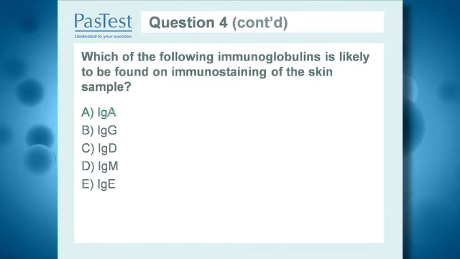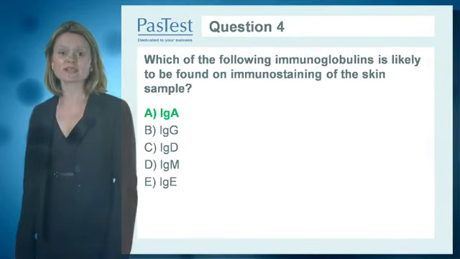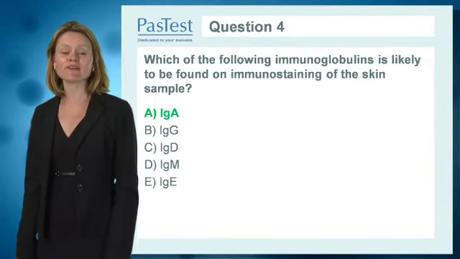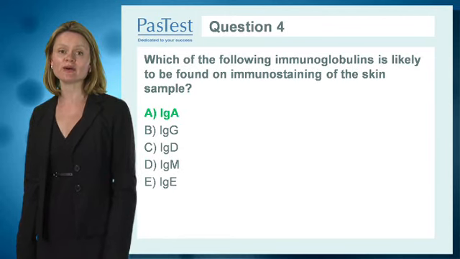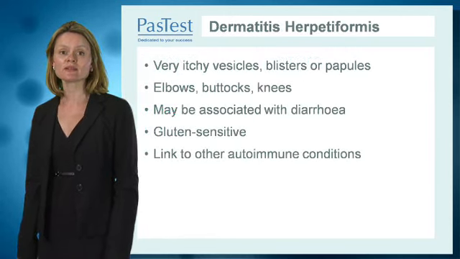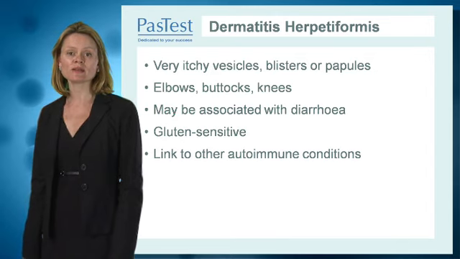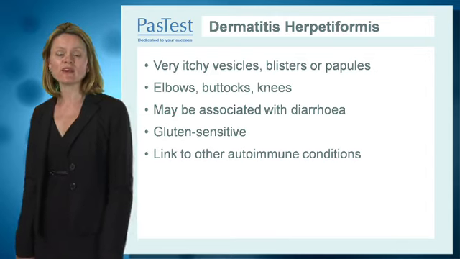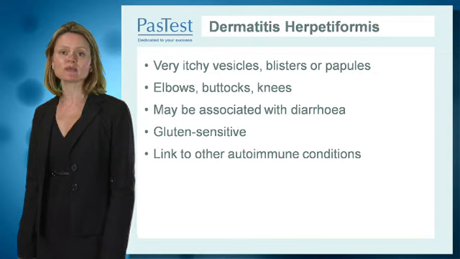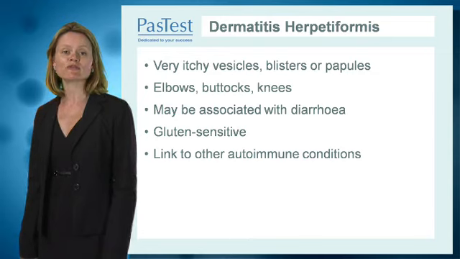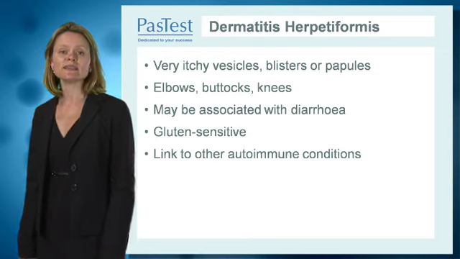Well, the correct answer here is IgA, and this is one of those things that you either know or you don't know. But dermatitis herpetiformis seems to be a really favourite question amongst the MRCP Part 1 exam. So, dermatitis herpetiformis, well, it typically forms very itchy vesicles, blisters or papules. And as we remember from this question here, the intense pruritus or intense itch was definitely a feature.